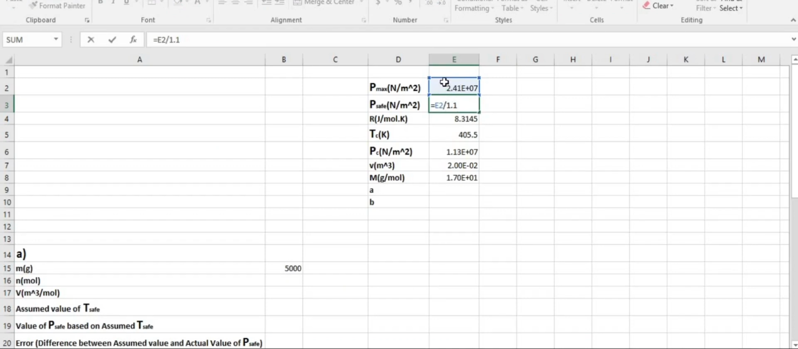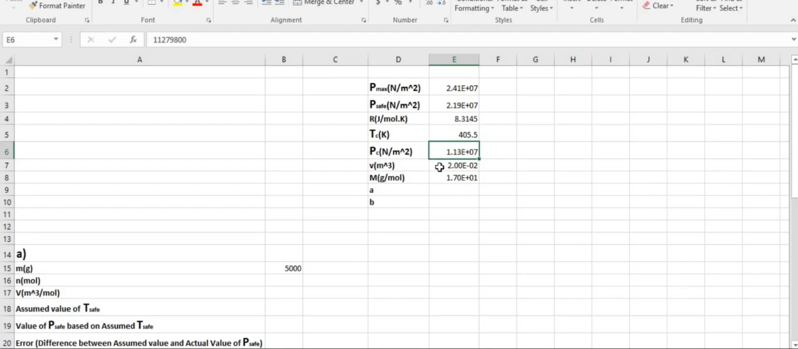Now Pmax is contained in cell E2, so we'll just put E2 divided by 1.1, enter, and that gives us the value of Psafe. The value of R was given in the question as 8.3145 in joules per mole per Kelvin, and the value of Tc in Kelvin was given as 405.5, and the value of Pc after the conversion gives us 11,279,800, which is the same as 1.13 times 10 raised to the power of 7 Newton per meter square.